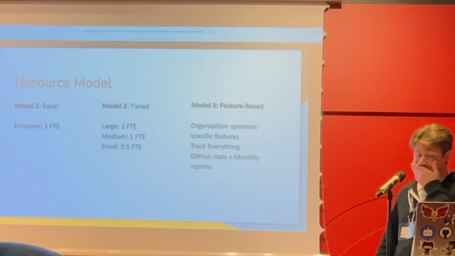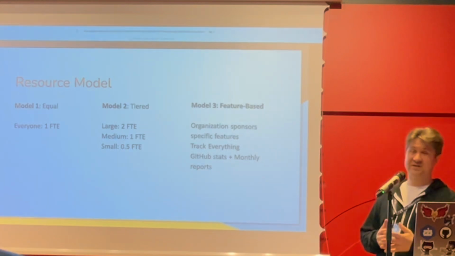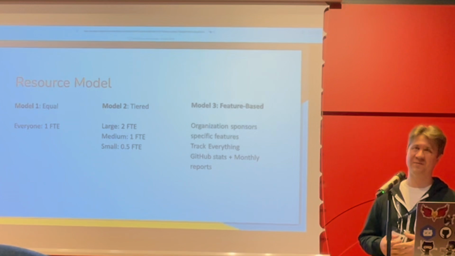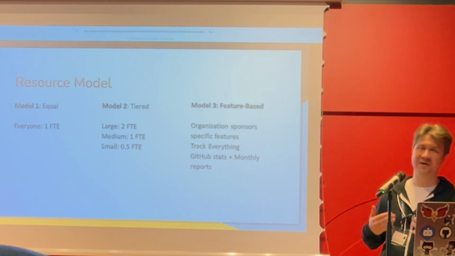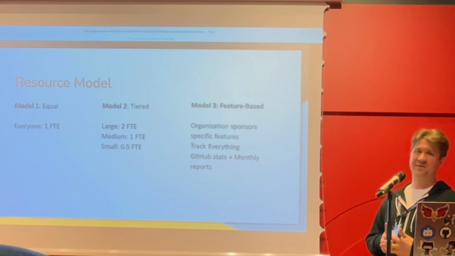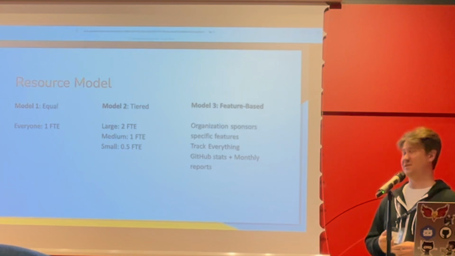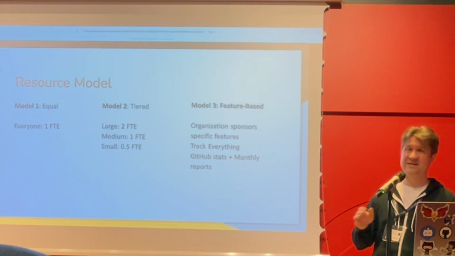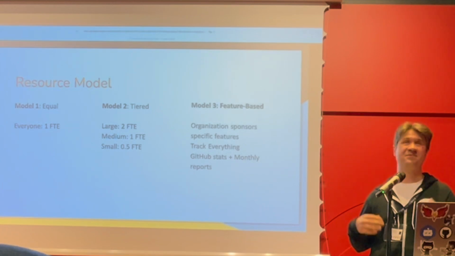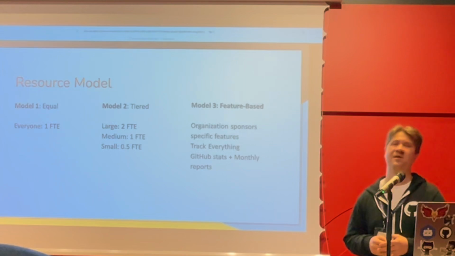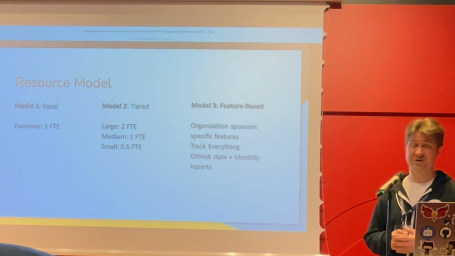All right, so, resource model. It's basically about who contributes what, how the different organizations contribute to the shared work. There are several popular models out there. They all have some advantages, some drawbacks. The first model is the simplest, where all the organizations just contribute equally, like one full-time employee, for example, for the duration of the project.